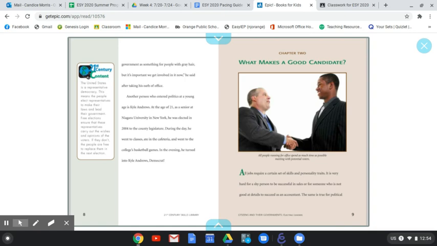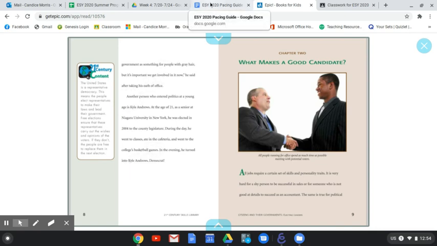And then the last paragraph on page 8. Another person who entered politics at a young age is Kyle Andrews. At the age of 21, as a senior at Niagara University in New York, he was elected in 2004 to the county legislature. During the day, he went to classes, ate in the cafeteria, and went to the college basketball games. In the evening, he turned into Kyle Andrews, Democrat. So that, my friends, is the reading for today up to page 8. Like I said before, this is where you're stopping right here.